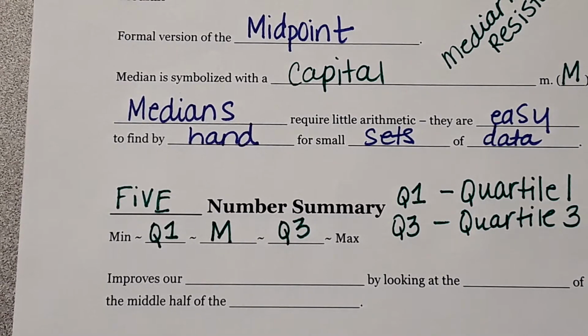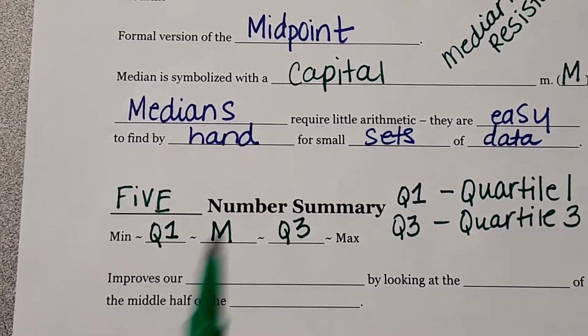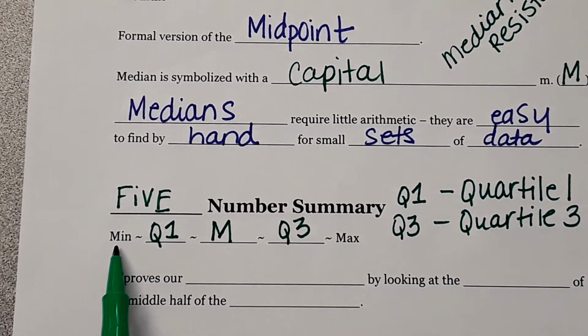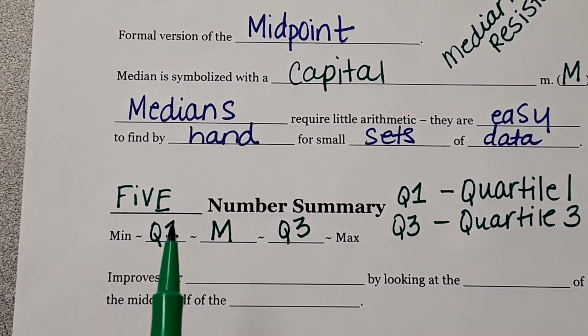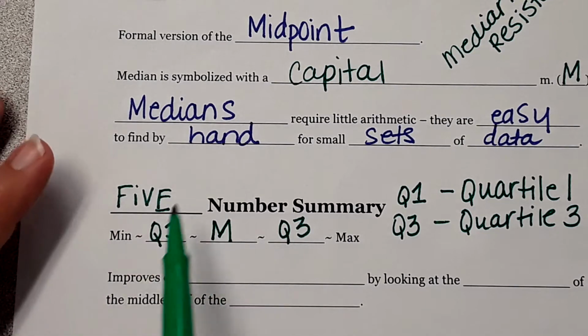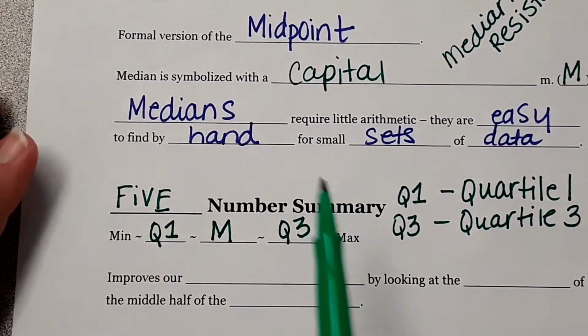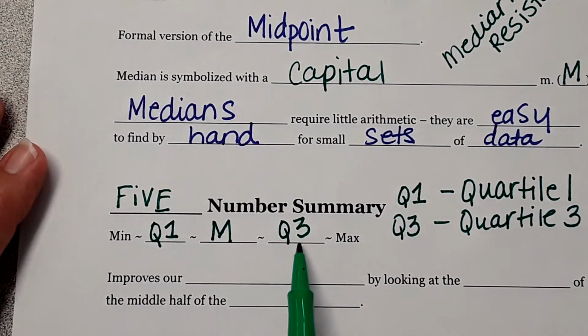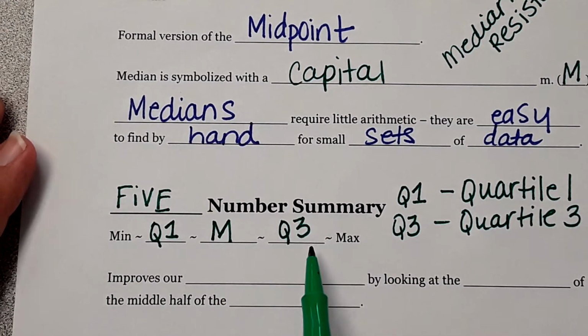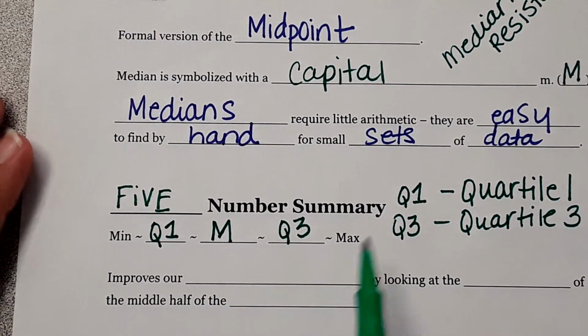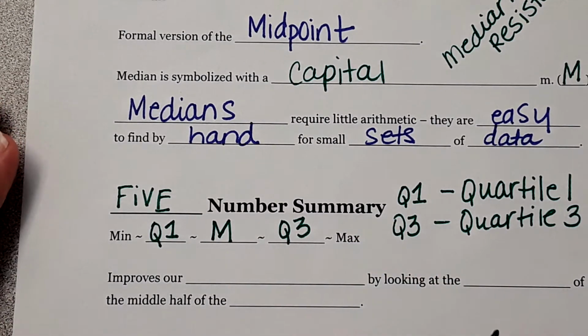The other thing you need to know is that this breaks up your data into groups of 25. So between the minimum and quartile 1, 25% of your data lies. Between quartile 1 and the median, another 25%. Between the median and quartile 3, 25%. And between quartile 3 and the maximum, there's 25%.